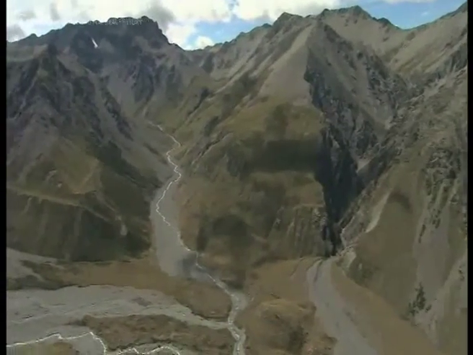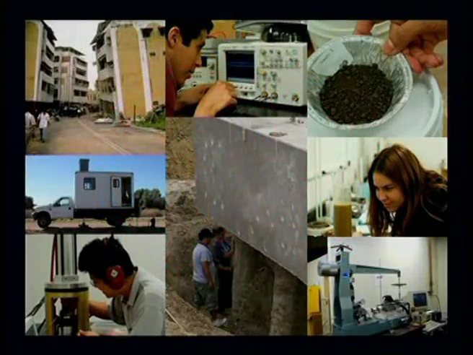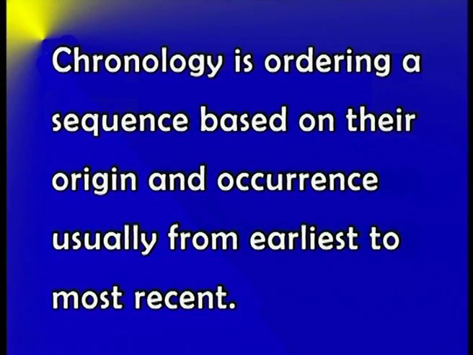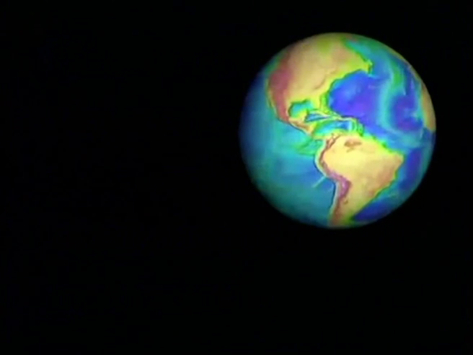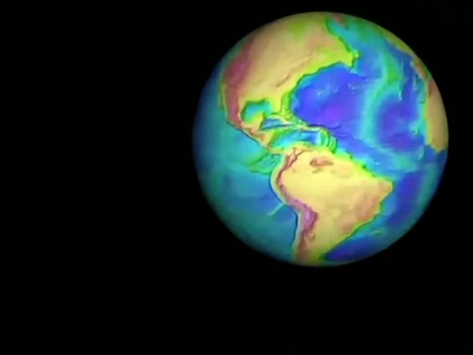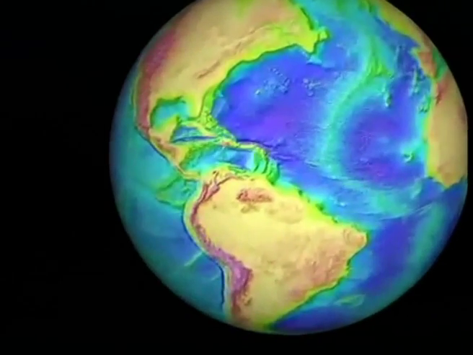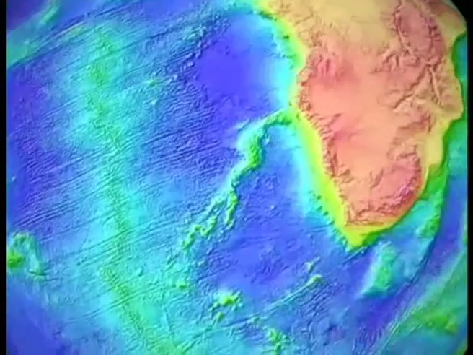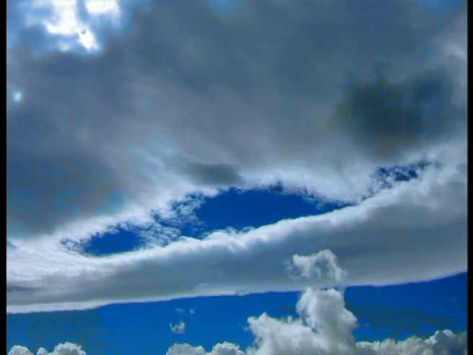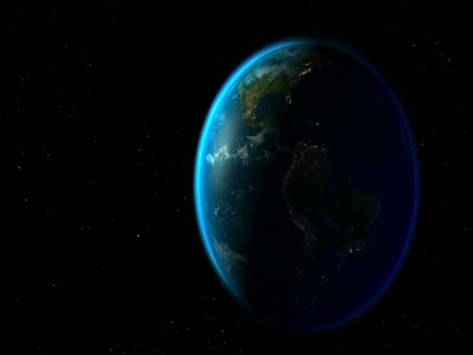Geomorphology is studied within physical geography, geology, geodesy, engineering geology, archaeology and geotechnical engineering. Chronology is ordering a sequence based on their origin and occurrence, usually from earliest to most recent. The surface of Earth is modified by a combination of surface processes that sculpt landscapes and geological processes that cause tectonic uplift and subsidence.